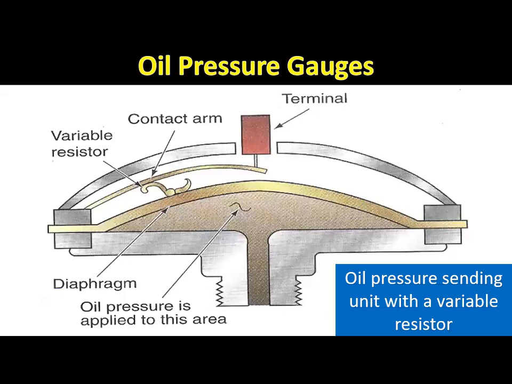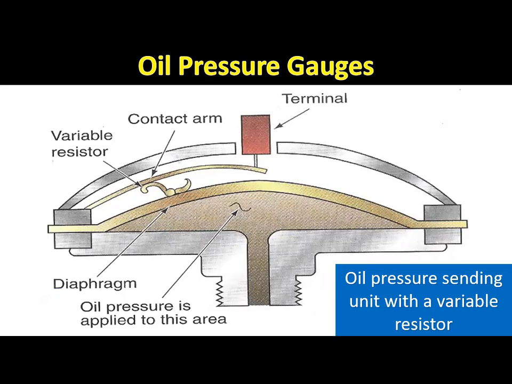The sender for an oil pressure gauge contains a diaphragm and a variable resistor. Engine oil pressure is supplied to the sending unit diaphragm. As the engine oil pressure increases, the sending unit diaphragm moves upward and the contact arm slides along the resistor. An increase in oil pressure reduces sending unit resistance, and a decrease in oil pressure increases sending unit resistance. The change in resistance would affect the amount of voltage returned to the gauge in the same way that the fuel gauge system works.